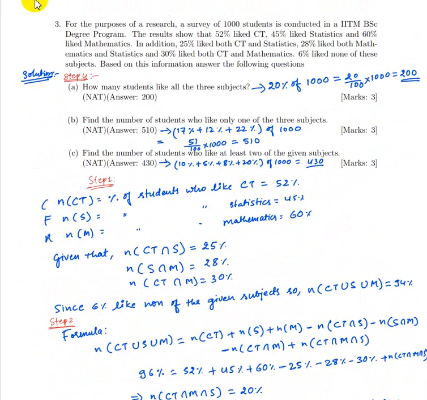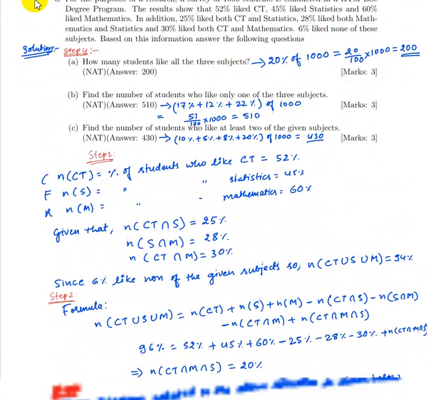Yeah, this is an interesting one. For the purpose of research, a survey of 1,000 students is conducted in the IIT Madras BSc degree program. The result shows that 52% like CT, 45% like statistics, and 60% like mathematics. In addition, 25% like both CT and statistics, 28% like both mathematics and statistics, and 30% like both CT and mathematics, and 6% like none of these subjects. Based on this information, answer the following question: how many students like all three subjects?